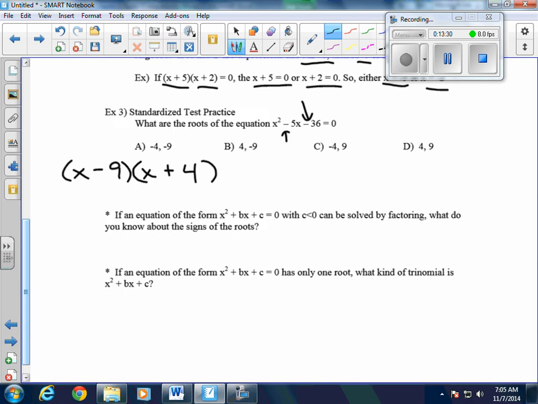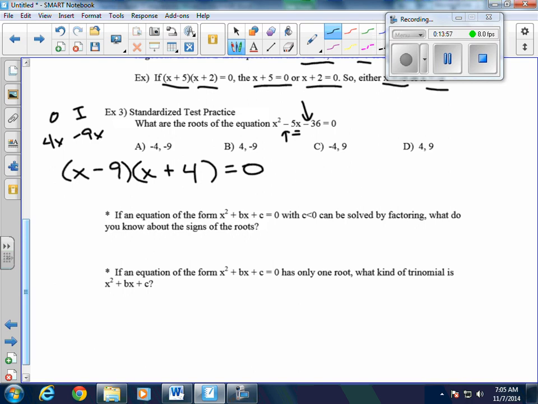So we can check it by checking the outsides and the insides. Okay, so if I check the outsides and the insides, I don't have to check the first, because that's how I got my x times x. I don't have to check the last, because that's 9 and 4. So let's check the outsides and the insides, and that gives us 4x minus 9x. Well, does that give us negative 5x? And the answer is yes. So this is our factor.